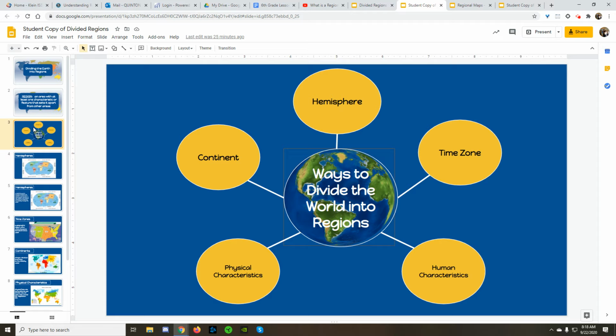If we were trying to divide the world into regions, we could do it in several different ways. And that's the thing, is that you can actually divide the earth into regions in many, many different ways. We're just going to cover a few of them here. So you have things like continents. We have the hemispheres that we can do it by. Time zones. We can divide it into human and physical characteristics.